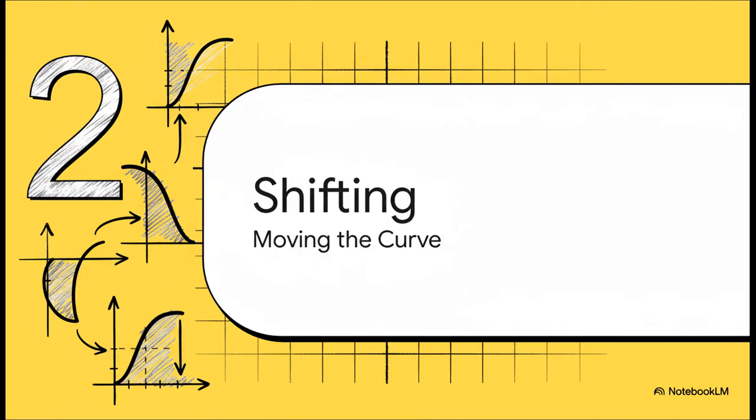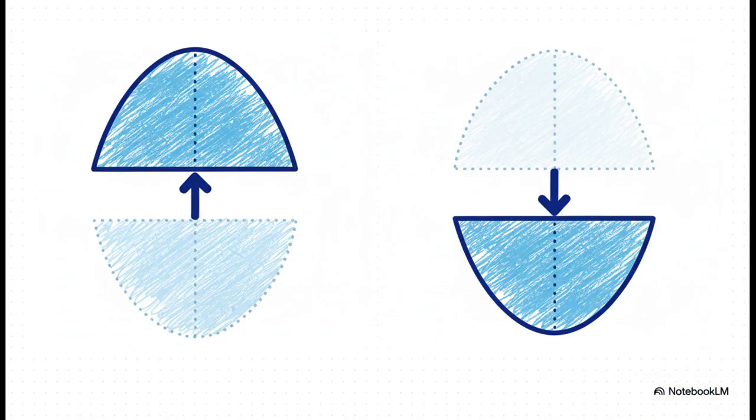All right, now for our first tool in the toolkit, shifting. This is literally just how we pick up our foundation and move it around the graph without changing its basic shape. Let's start with the easy one, vertical shifts. That's just moving up or down. And this one is super intuitive. You add a number on the outside of the function, the graph goes up. You subtract it, the graph goes down. It does exactly what it looks like it should do.